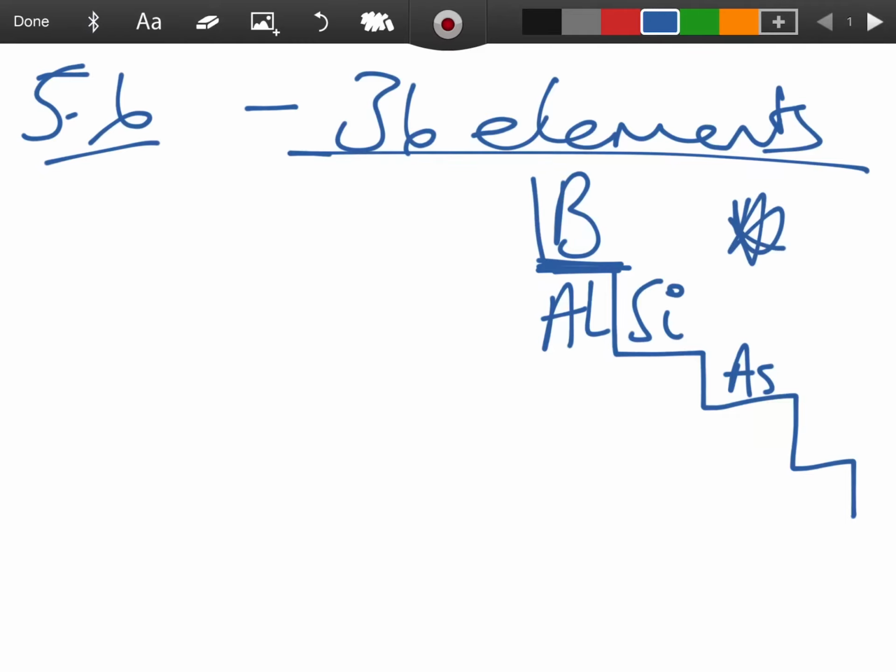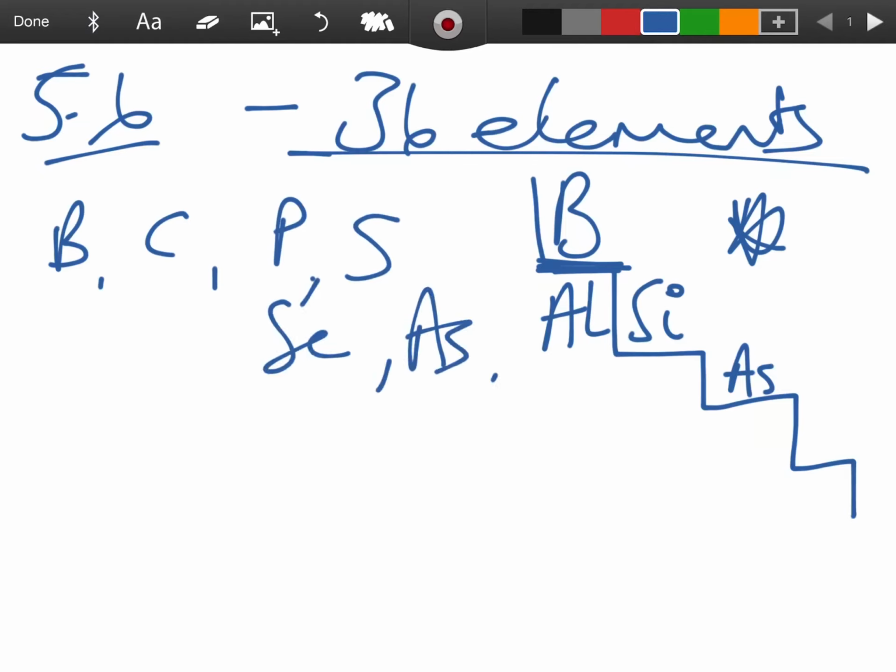So the non-metals are all up here in the top right-hand corner. So you look for something there now that exists as single atoms. So you could say boron, carbon, phosphorus, sulfur, selenium, arsenic. They're all single atoms. Okay, they're not looking for diatomic elements. So don't mention oxygen, nitrogen, chlorine, those kind of ones.